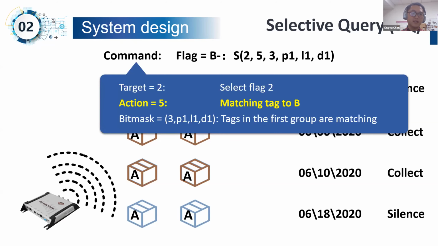In this select command, the action field is 5. It means if a tag matches the bit mask, its flag will be set to B. Otherwise, its flag will keep unchanged. We use the data of the first tag as the bit mask, so all tags in its group are matching, since they have exactly the same data in their memory, and their flags will be set to B.